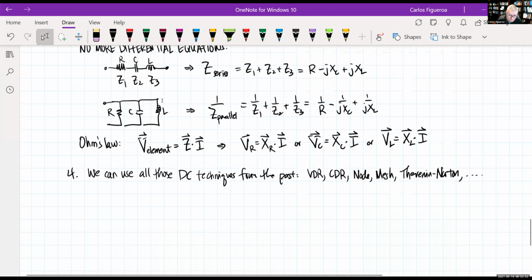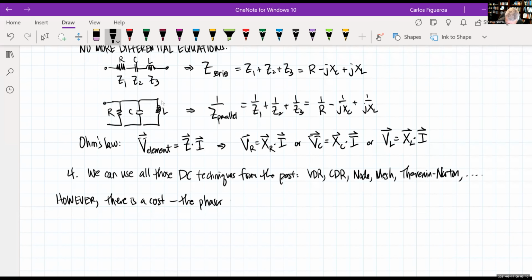The problem, however, is that there's always a however. There is a cost. The phasor algebra is painful. It's just painful. Number crunching and phasor algebra, oh man.